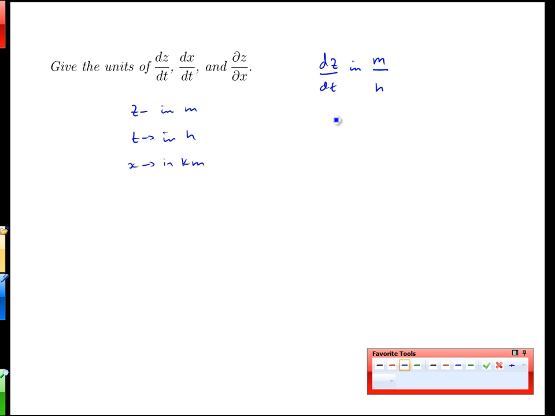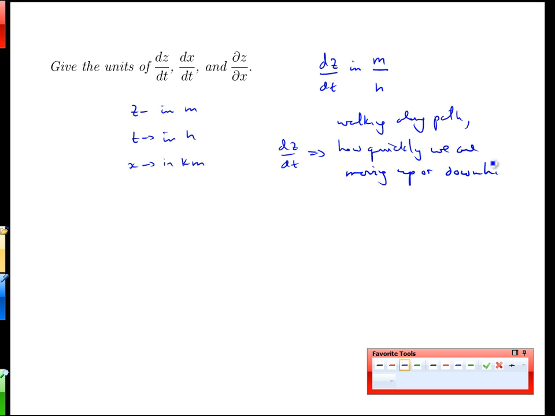So if we're walking along the path, dz dt tells us how quickly we are moving up or downhill. And again, those units make sense if we visualize ourselves walking over a surface. What's the rate of change of my height over time? How quickly am I moving up this mountain or down this valley?